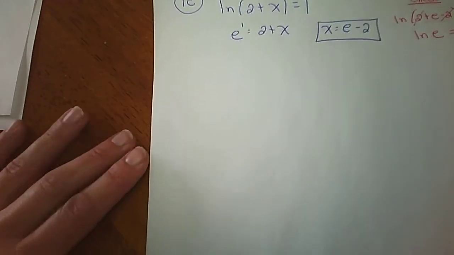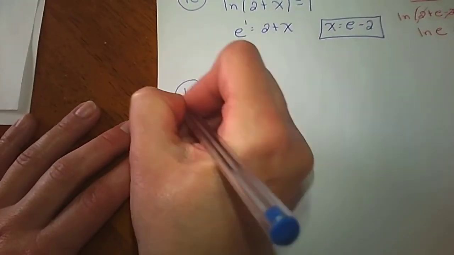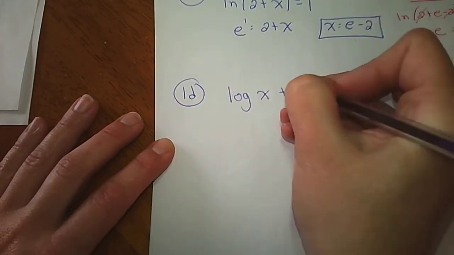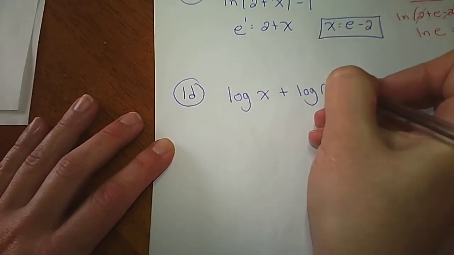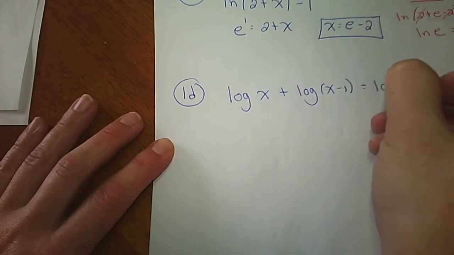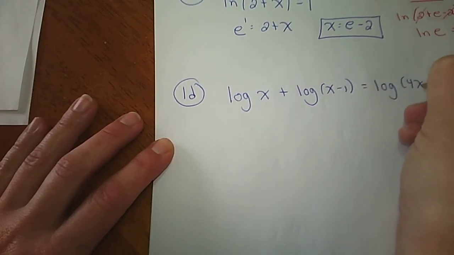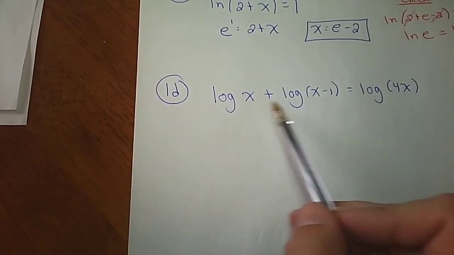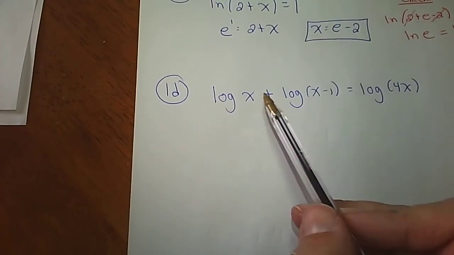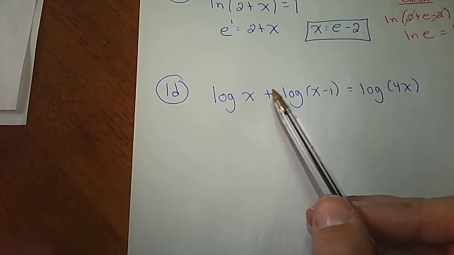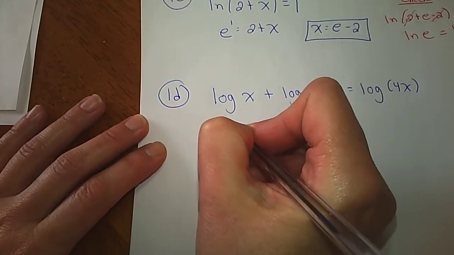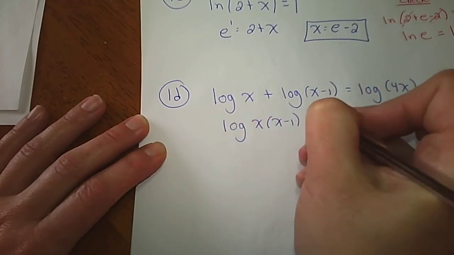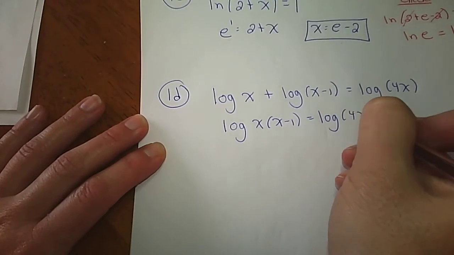All right, 1D. So we have log x plus log x minus 1 equals log 4x. All right, first things first, you have to handle any adding or subtracting between logs. So in the land of the logs, adding is the same thing as multiplication. So this becomes log x times x minus 1 equals log 4x.